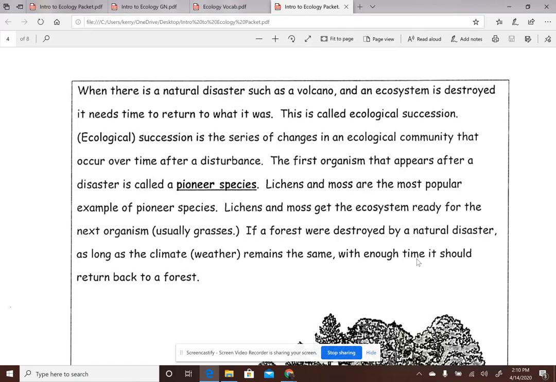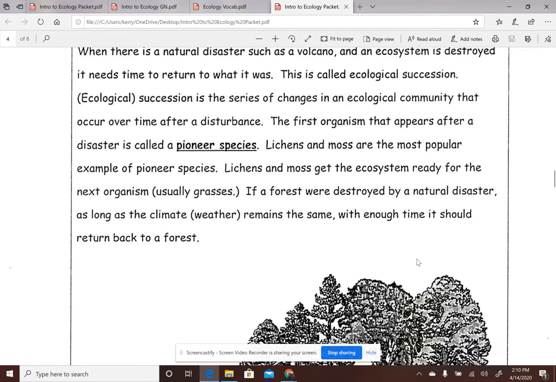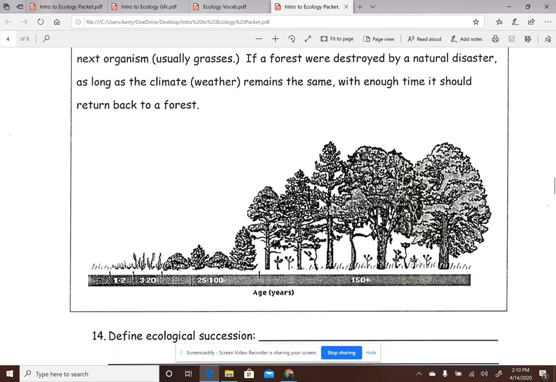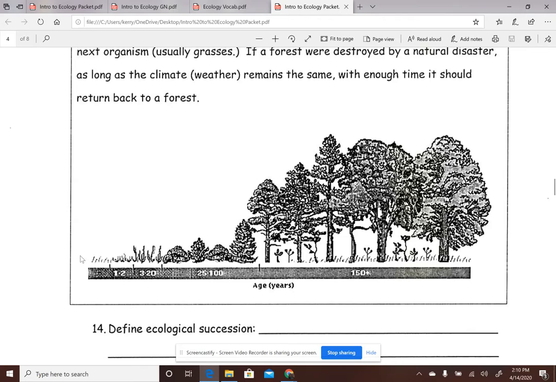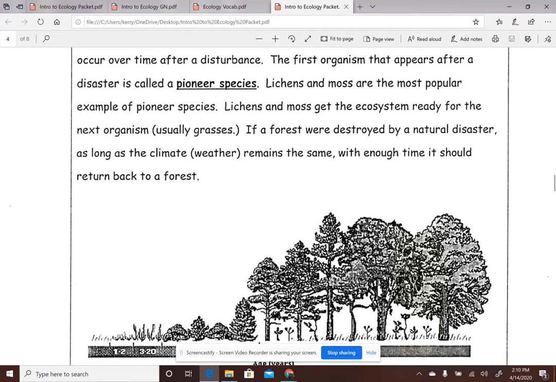A lot of times with the Regents, they will either describe ecological succession and ask you to identify what it is, or they're going to show you a picture. The picture that's listed here is basically what ecological succession looks like. You have nothing, and then grasslands, and then little by little, it will become whatever it's supposed to be.